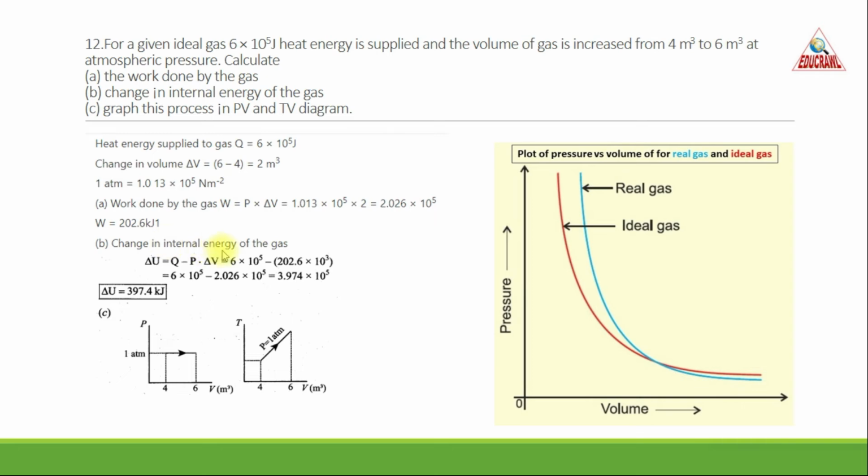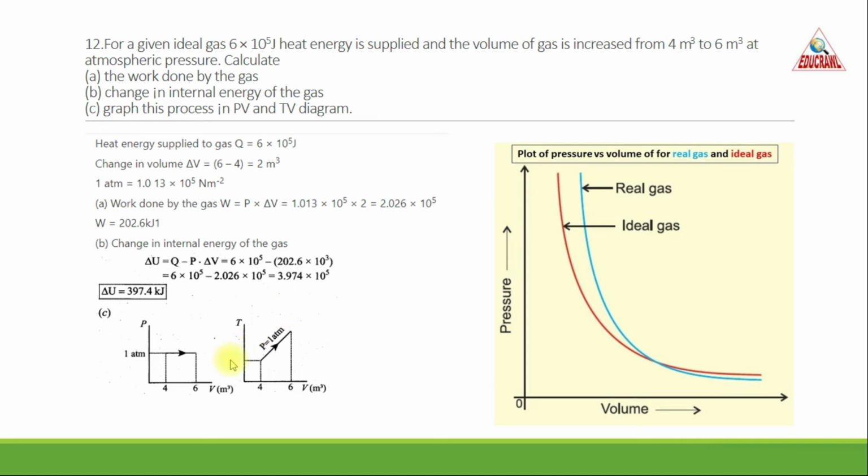Next, we have to find the change in internal energy. For this, we use the first law of thermodynamics, which is del U is equal to Q minus work done. Substituting the Q value, P value, and del V value, you get 6 into 10 power 5 minus 2.026 into 10 power 5, which is equal to 3.974 into 10 power 5, which is approximately equal to 397.4 kilojoule. This is the change in internal energy.